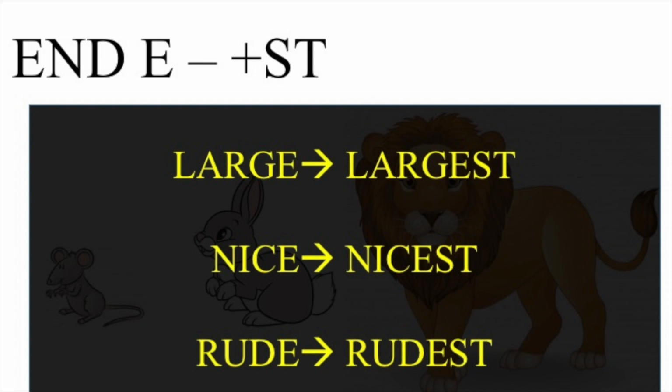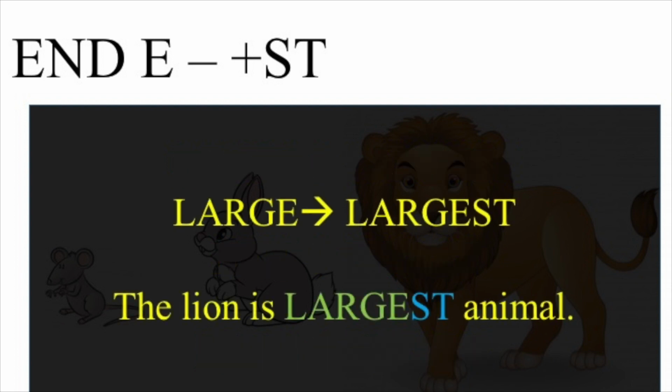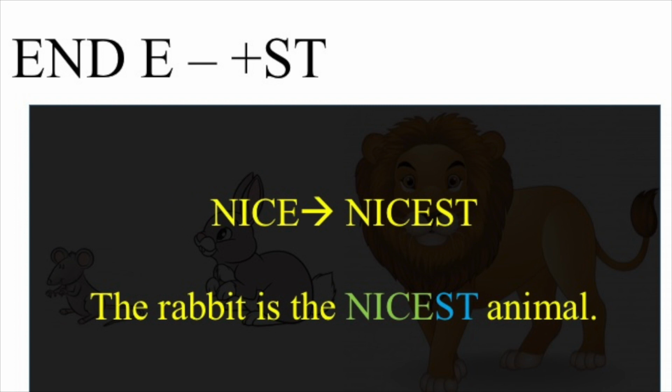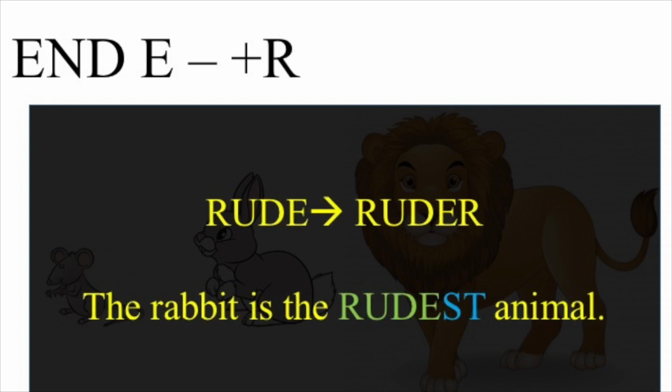And then, if we already have the E on the end, just ST, guys. Large, largest. Nice, nicest. Rude, rudest. The lion is the largest animal. The rabbit is the nicest animal. The rabbit is the rudest animal.